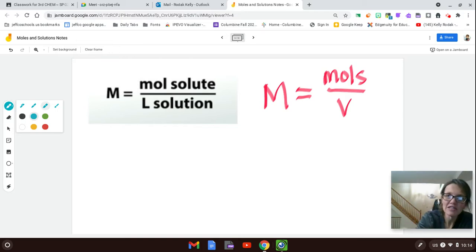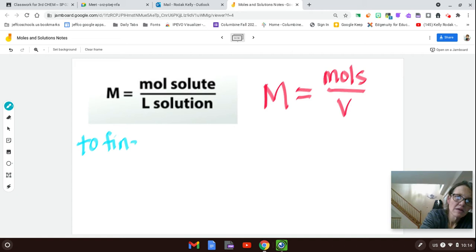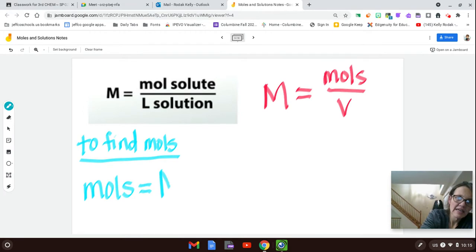So I'm going to rewrite this equation solving for moles. So if you are trying to find moles, that would mean that you know your molarity and you know your volume. So the equation would be this: moles is equal to the molarity times the volume. And again, remember that that volume that I'm talking about, right, is the liters of solution.